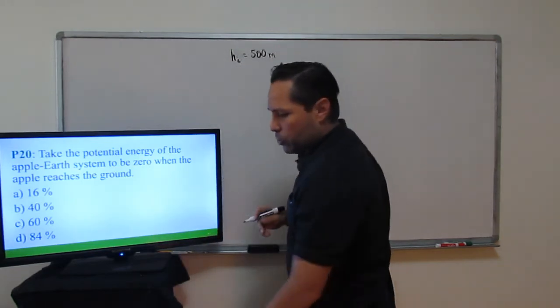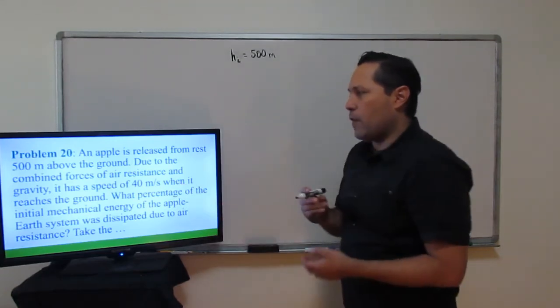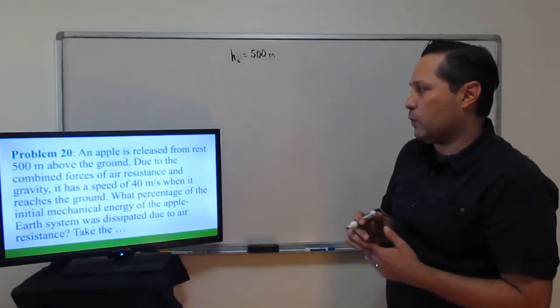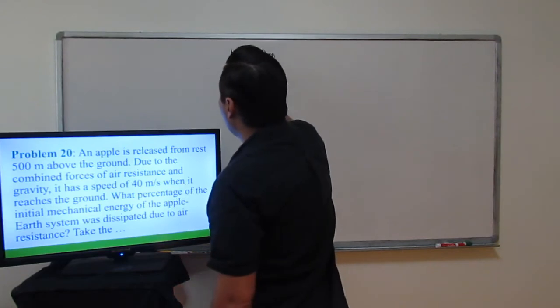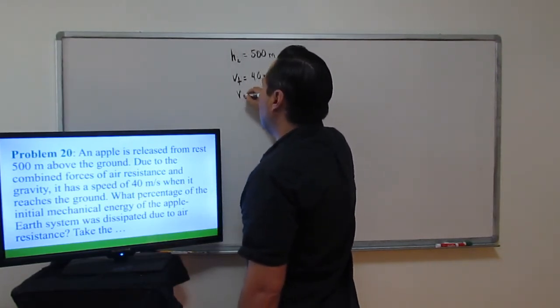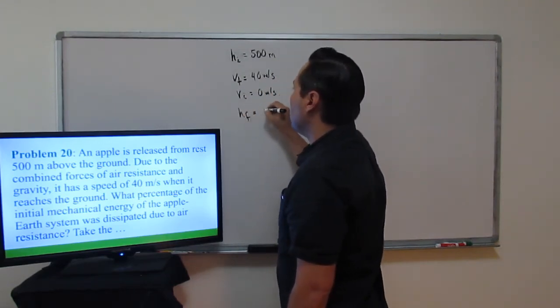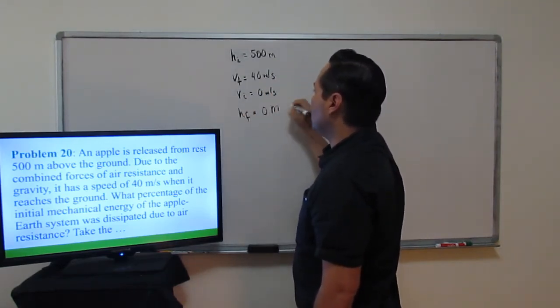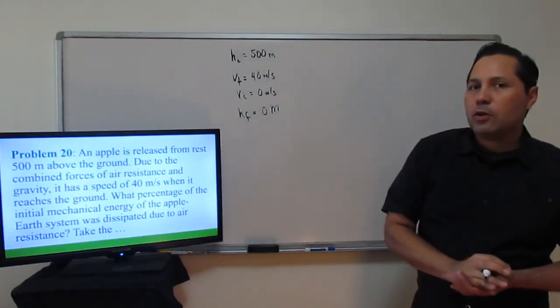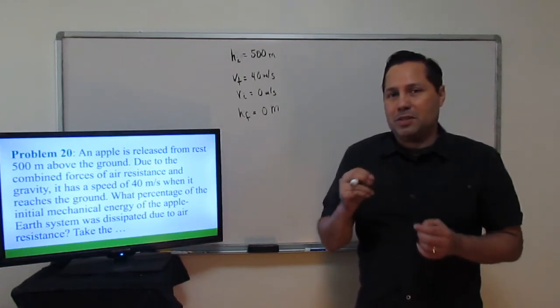The mass of the apple is not given to us, but we are given the final velocity. The final velocity is 40 meters per second. So Vf equals 40 meters per second. We can assume that Vi is 0 meters per second, the initial velocity, and the final height is 0 meters. Alright, so that's all the assumptions we have. Now let's go ahead and solve for how much energy was actually dissipated.